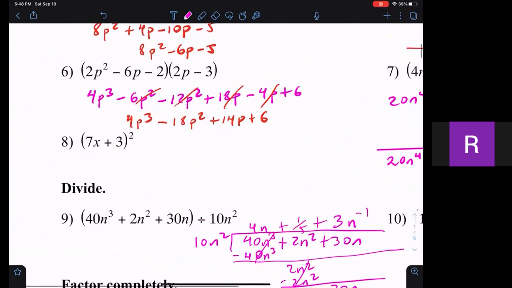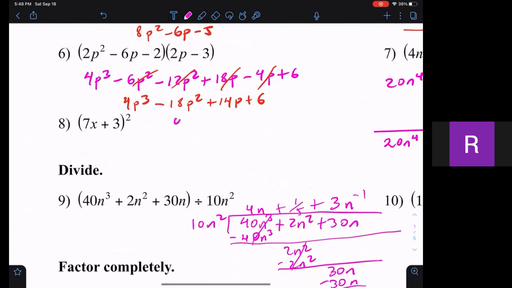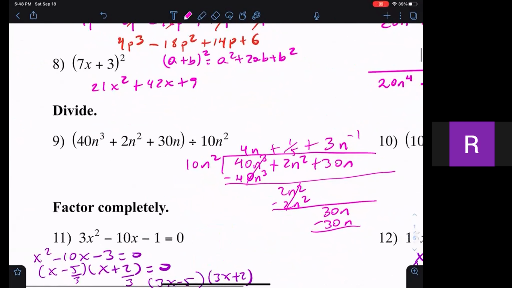8. You need to expand this, right? So this is the binomial formula, right? a squared plus 2ab plus b squared. 21x squared plus 42x plus 9, right? That's it. Done. Okay. 9.